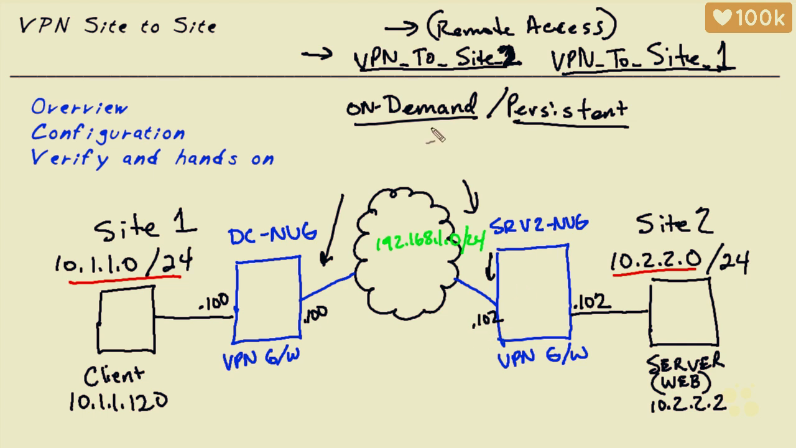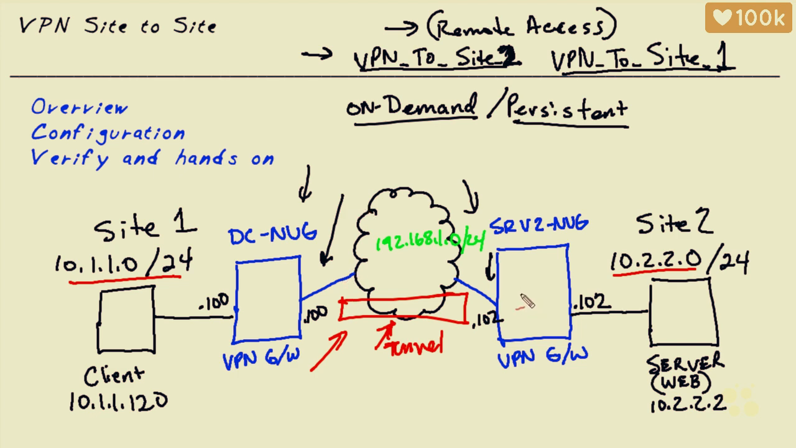And when we build the on-demand interfaces as part of the VPN, so they can build and establish the tunnel, we also need to set up routing. So in our configuration for DC-NUG, we're going to have a little conversation that goes something like this. Dear Mr. DC-NUG, if you ever need to reach the 10.2.2 network, the way to get there is to go ahead and use the tunnel interface, the on-demand tunnel interface that we created that points over to Server 2.